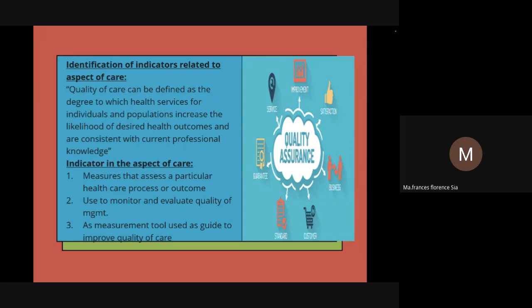The indicators are, however, not a direct measure of quality because quality is multidimensional. So understanding quality requires many different measures. Indicators in the aspect of care: number one, measures that assess a particular healthcare process or outcome. The second one is used to monitor and evaluate quality of management, and as a measurement tool used as a guide to improve the quality of care.